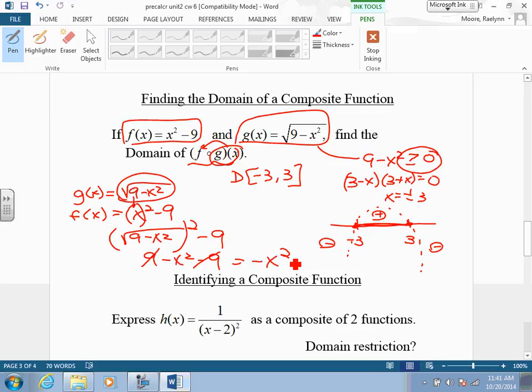At this point, you need to look. Did you give any further restrictions? No, there's no restriction to that part. So our domain stays at -3 to 3. Even though this looks like it has no restriction, it did when we started. So we keep our final domain. Our domain stays at this.